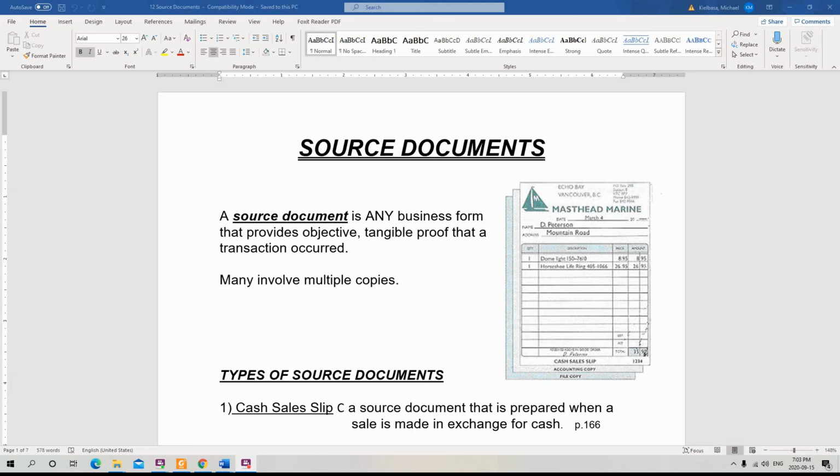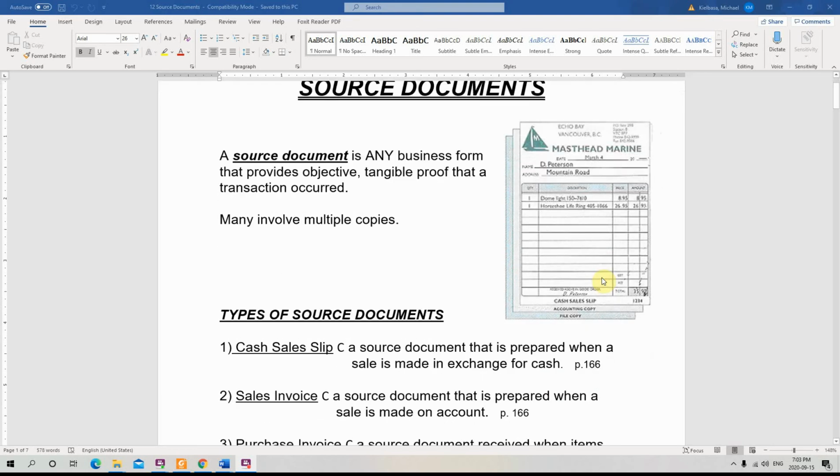Now, what you have to understand is most of these forms have multiple copies. So this one is a cash sales slip. Okay, so it's basically a source document that's prepared when a sale is made for cash. So you'll notice one will go to the customer, one will go to the accounting department, and one will be kept on file. So what you have to just understand is there are multiple copies for source documents.